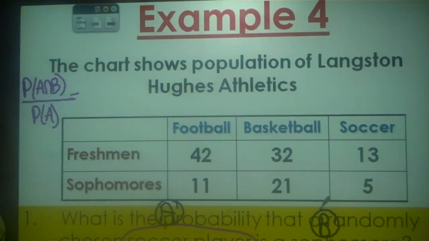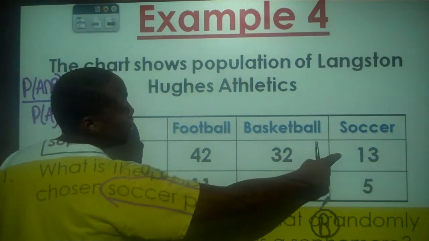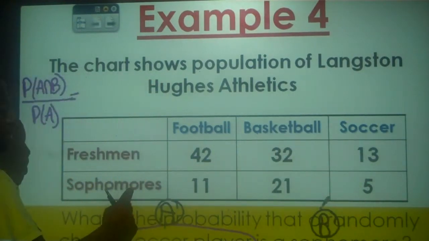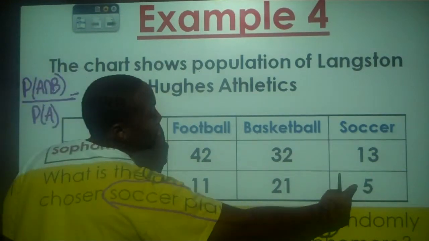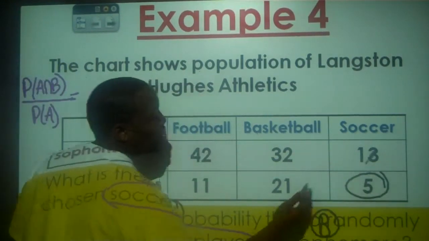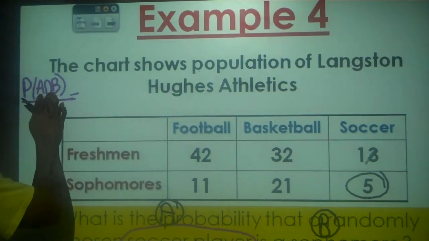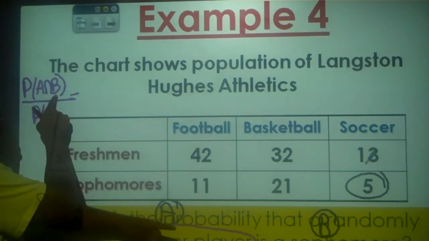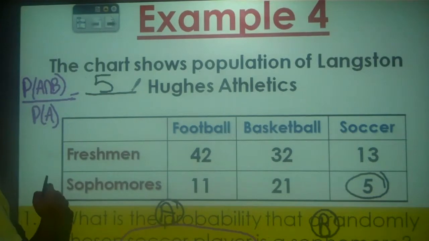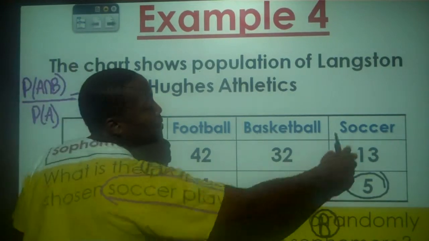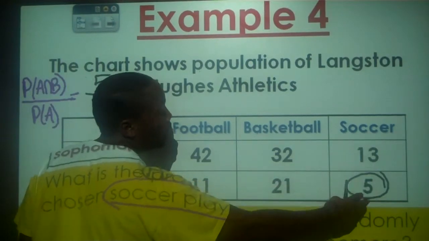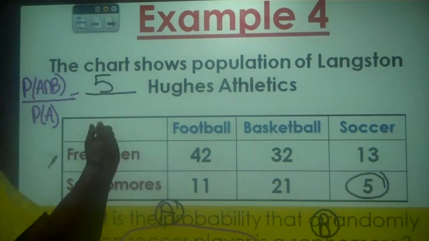So we go to soccer player, and we look and see where he's a sophomore. He's not going to be a sophomore here because it's a freshman. He's going to be a sophomore right here, so these two events together, sophomore and soccer player, is going to be 5. Now we're going to look for just the probability of A, just a soccer player. We add this straight down because he can be either a freshman or a sophomore. So 13 plus 5 will give me 18.